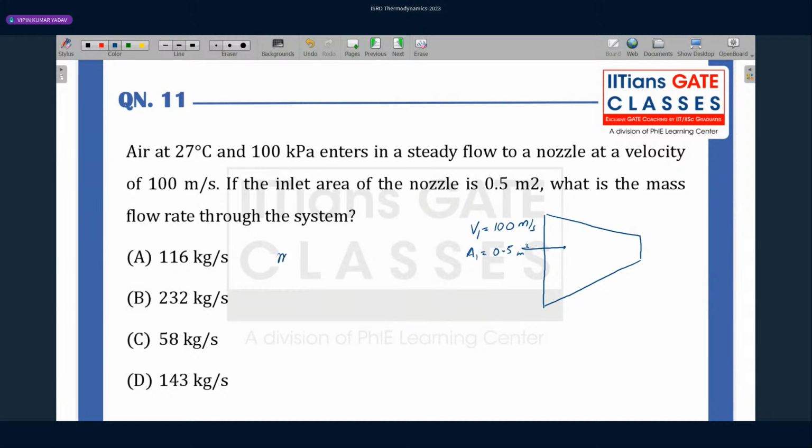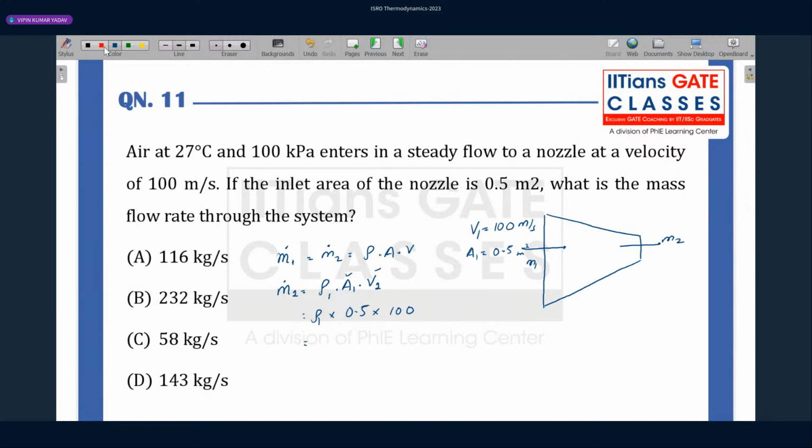So you see, mass flow rate is mass conservation. So m1 is equal to m2. Here also it will be the same. And this is equal to rho A V: density into area into velocity. So m dot 1 is equal to rho 1, area 1, V1. Now I know A1 and V1. A1 is 0.5, V1 is 100. What about rho 1? Rho 1 I need to calculate.